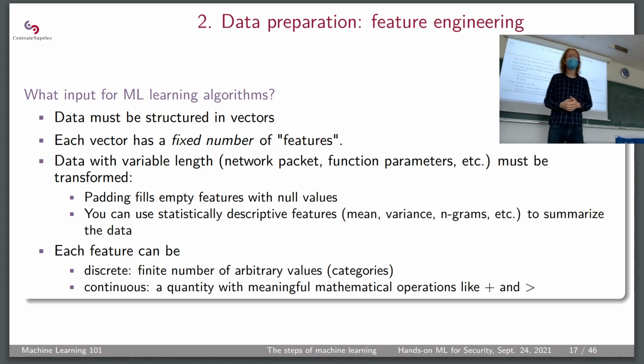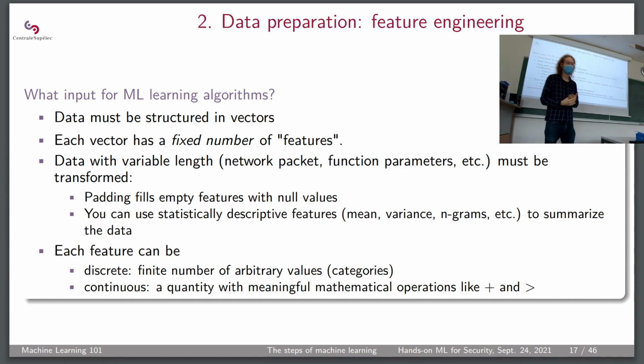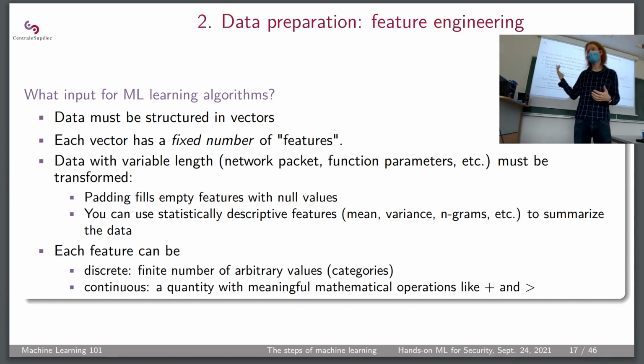Another possibility is to use some descriptive features of your data. For example, to measure its mean, its variance, the number of n-grams, and so on. So you're sure you can summarize the data in some fixed number of features. In machine learning, we make a difference between discrete features and continuous features. A discrete feature can take a finite number of arbitrary values, so it's categorical. A continuous feature is a quantity, and generally you can use meaningful operations like addition and comparison.